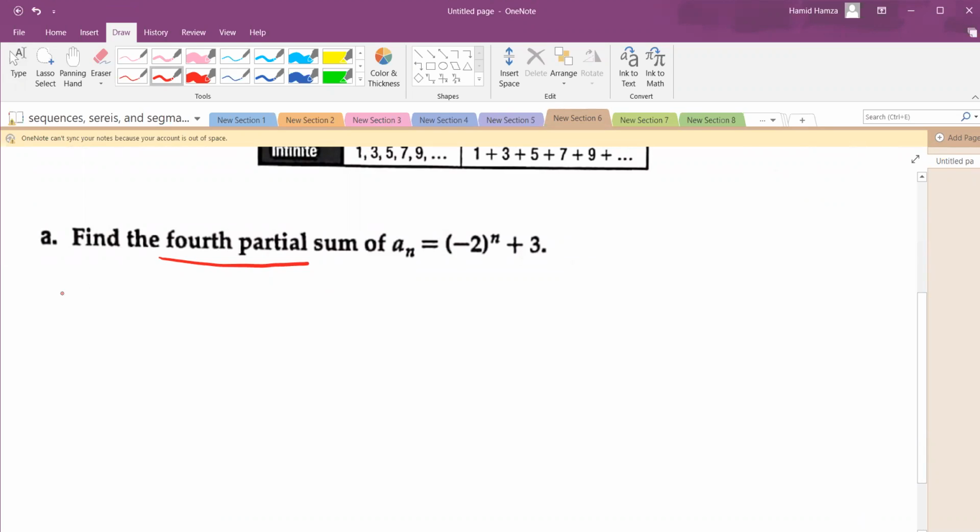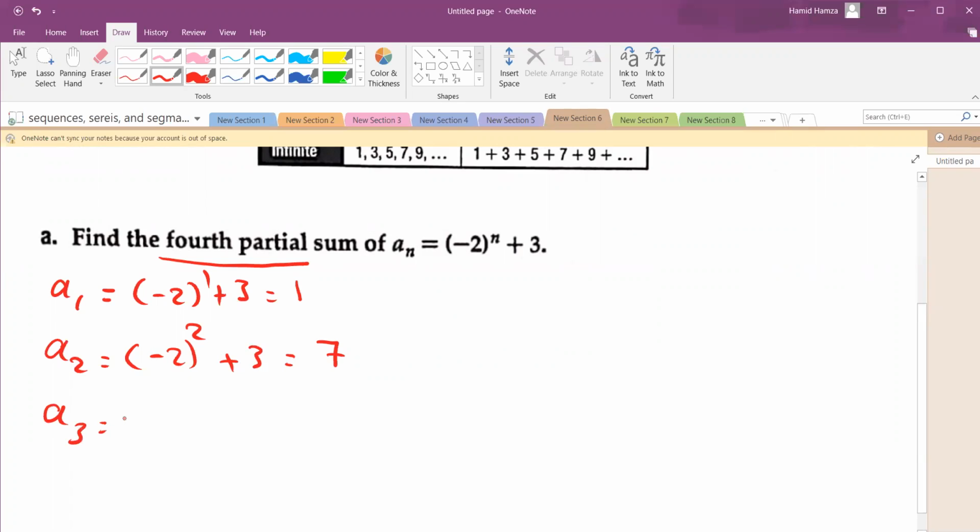So A1 equals -2 power 1 plus 3. So the answer will be 1. A2 will be -2 power 2 plus 3. So the answer will be 4 plus 3, it will be 7. And A3 will be -2 power 3 plus 3. So this will be -8 plus 3, it will be -5. The last one, A4, will be -2 power 4 plus 3, like this. So -2 power 4 will be 16, 16 plus 3 will be 19.